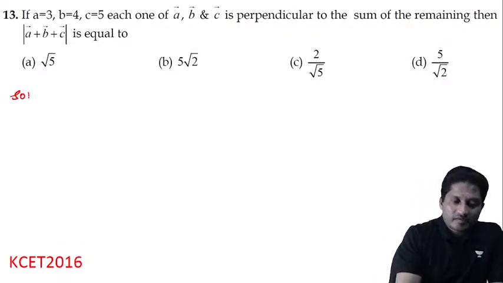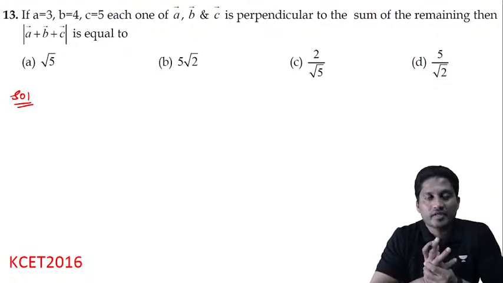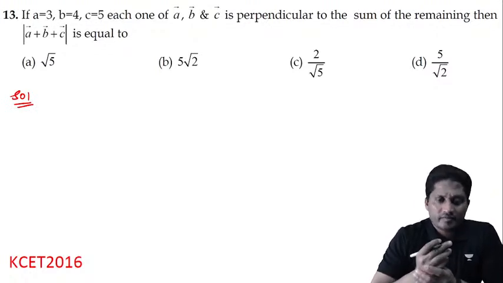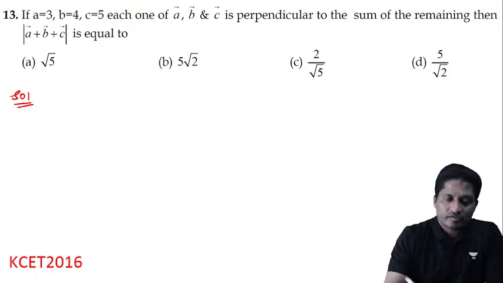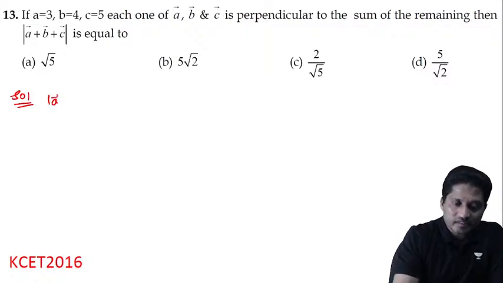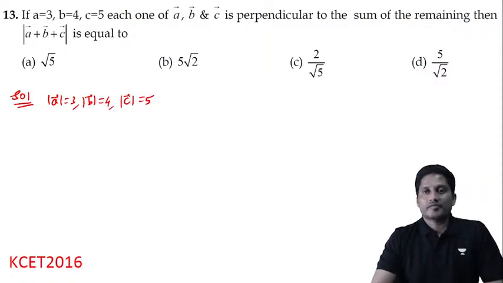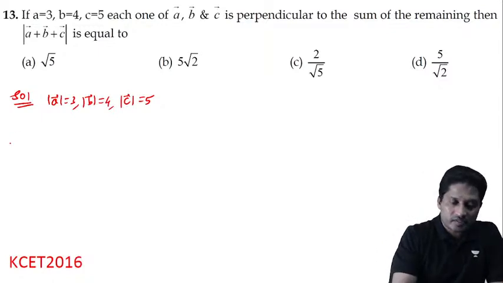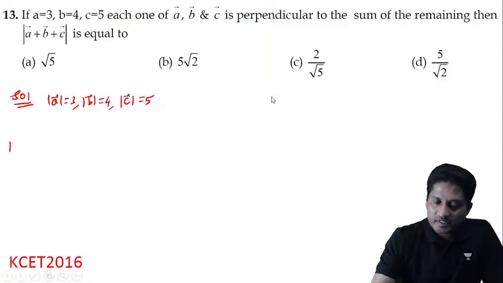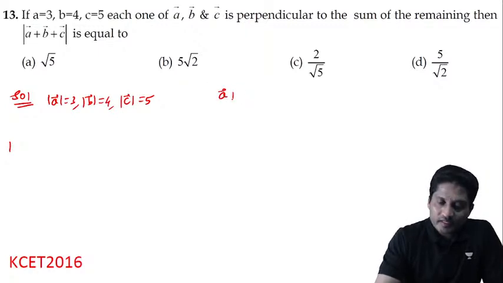A, B, C are three vectors, with magnitudes given: A is 3, B is 4, C is 5. So this means that modulus of A is 3, that's a scalar, mod B is 4, and mod C is 5. Each vector is perpendicular to the sum of the other two. Find modulus of A plus B plus C. According to the given condition, A is perpendicular to B plus C.